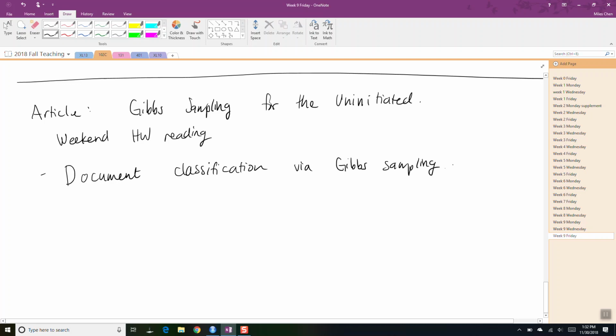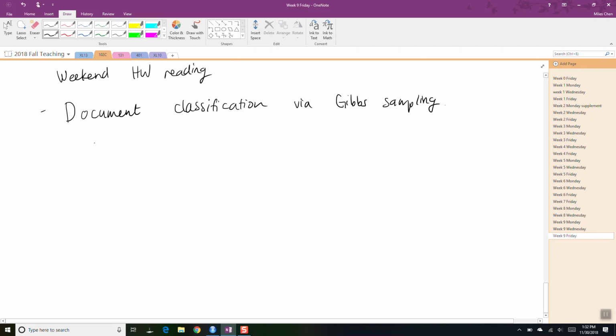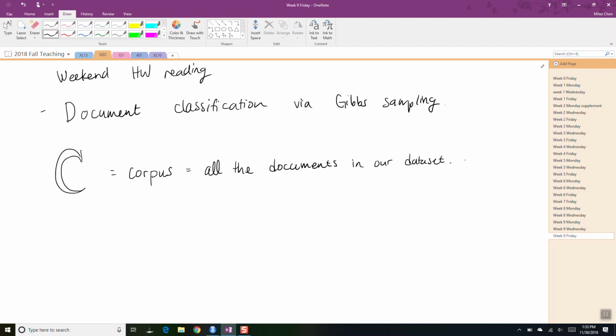All right, and so the idea is we've got a large body of documents, okay? So we have something called a corpus, okay? This is our corpus, and this is going to represent all the documents in our data set. Okay, and we want to classify these documents into being of one of two categories.